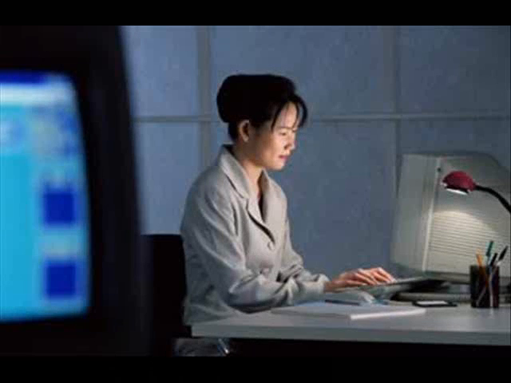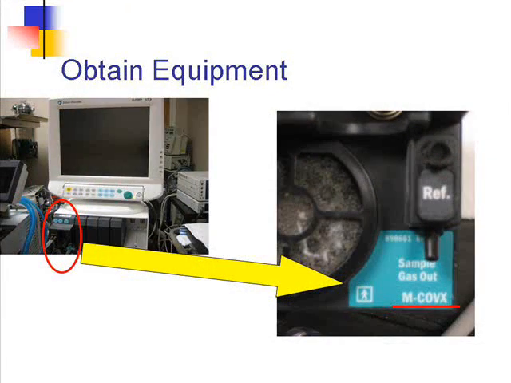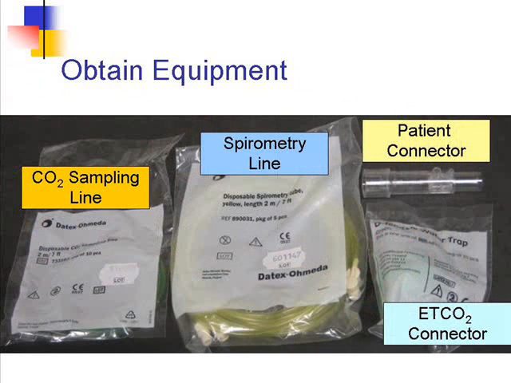Review the chart for an order, as well as for the appropriateness of performing indirect calorimetry on your patient. Obtain the necessary equipment to interface with the Dexometer monitor. This starts with the proper module. Note that it is the COVX module that is specific to this gas sampling system. Other equipment that is necessary for the performance of this procedure is the CO2 sampling line, spirometry line, the appropriate patient connector, as well as the end-tidal CO2 connector.